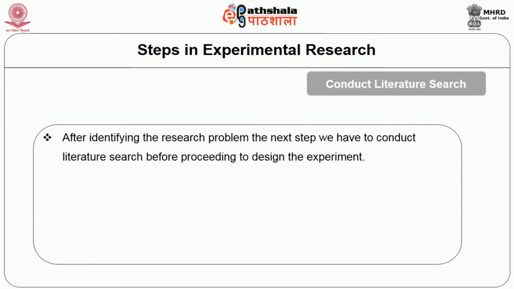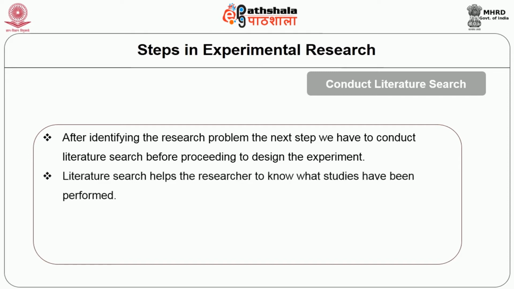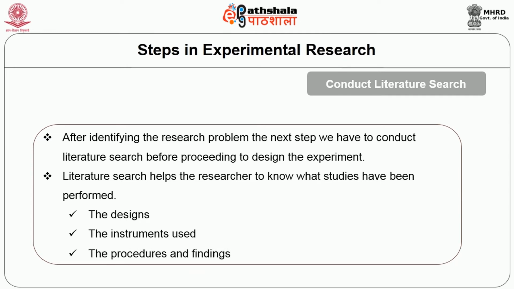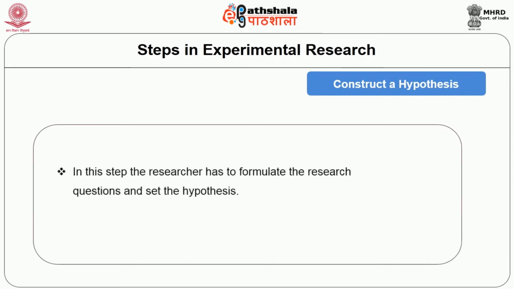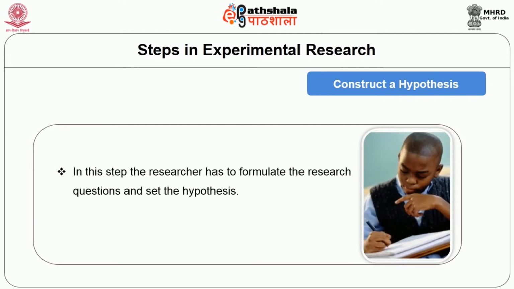Next, the third step is to conduct a literature search. After identifying the research problem, the next step is to conduct the literature search before proceeding to design the experiment. The literature search helps the researcher to know what studies have been performed, the designs, the instruments used, the procedures and the findings. Next, the fourth step is to construct a hypothesis. Here in this step, the researcher has to formulate the research questions and set the hypothesis. It is a most critical step.